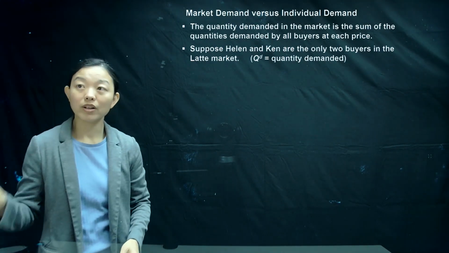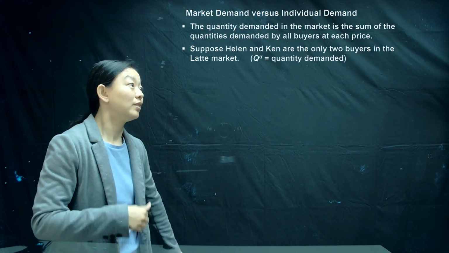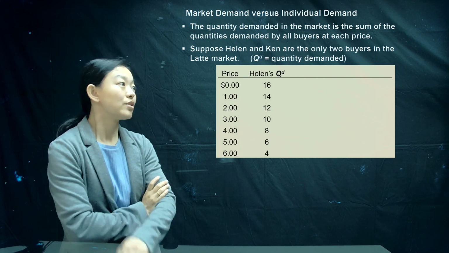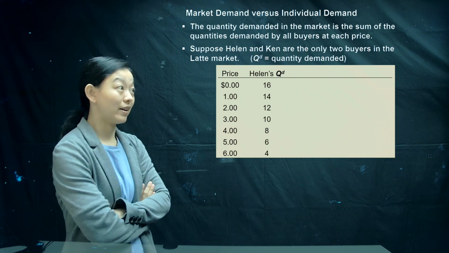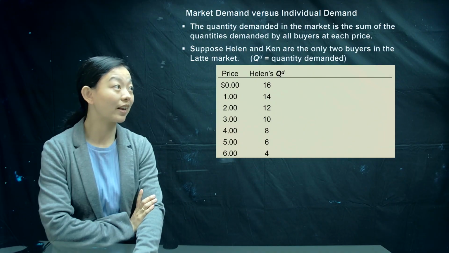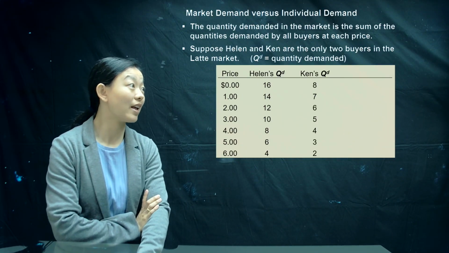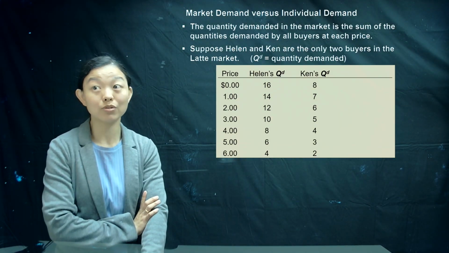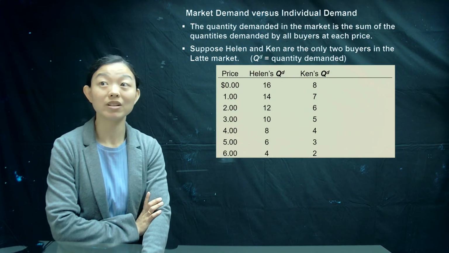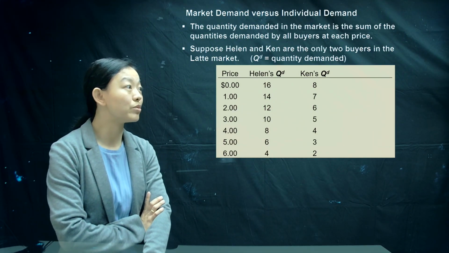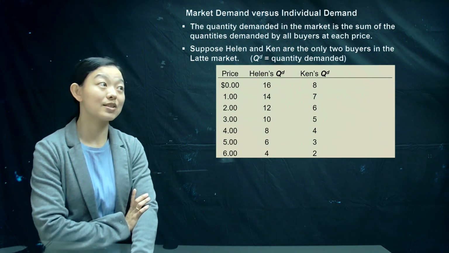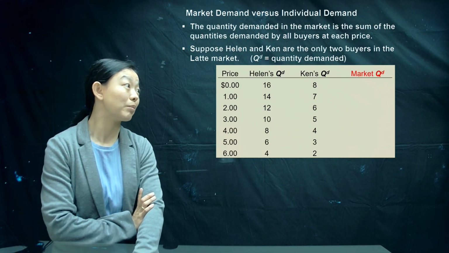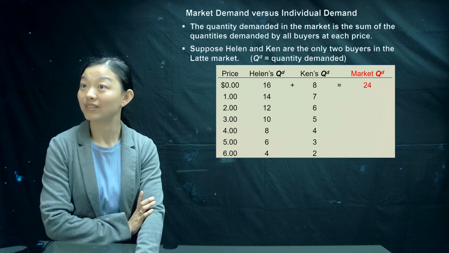So assume now there are only two buyers in the market, Helen and Ken. They are the only two buyers. This is the demand schedule from Helen, as we just showed before. Then I can add one more column showing Ken's quantity demanded. What about the market demand when the price equals zero? We need to sum these numbers. When the price equals zero, Helen's quantity demanded is 16 and Ken's is 8 units. Sum these two numbers and you get a market demand of 24.